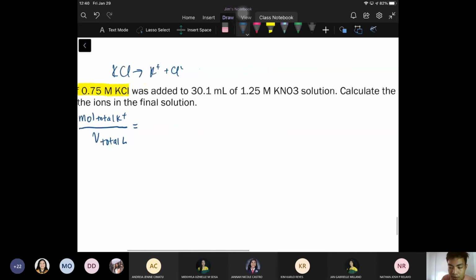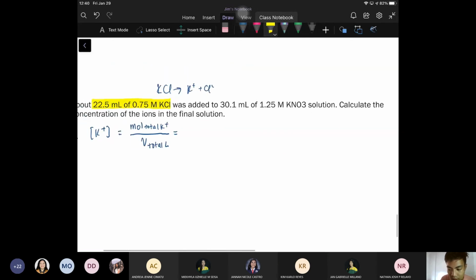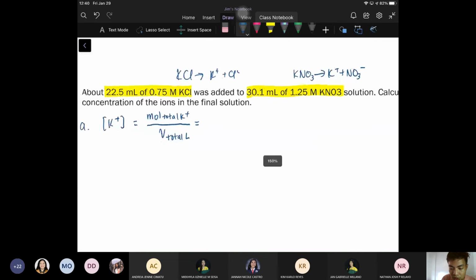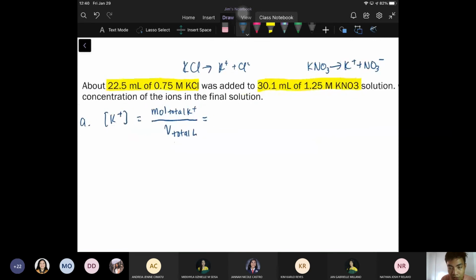Okay? Saan pa natin makukuha yung K+? Dito sa solution na to. So the ratio of K+ and the potassium nitrate is also 1:1. So you really have to know your dissociation reactions, no? So you can answer the problem. So that means alamin natin yung moles ng K plus dito, alamin din natin yung moles ng K plus doon, then saka natin sila ipag-add.